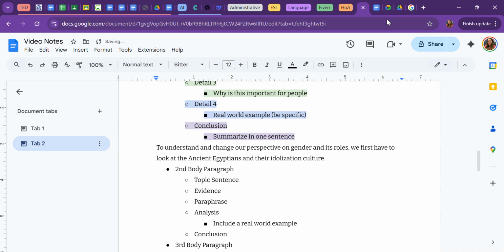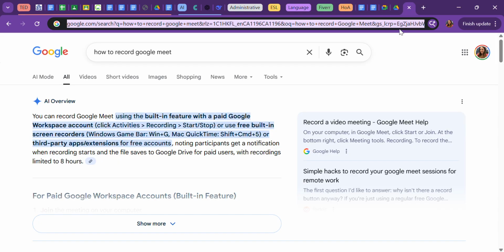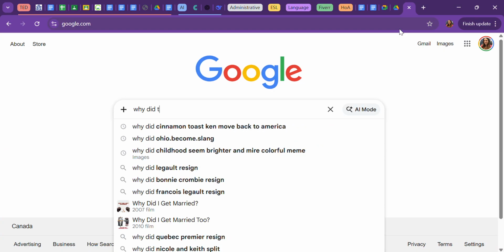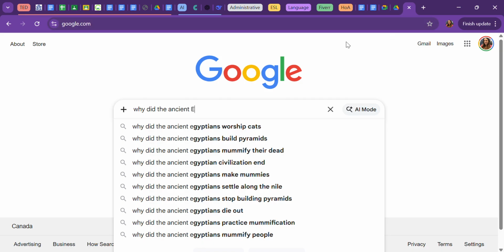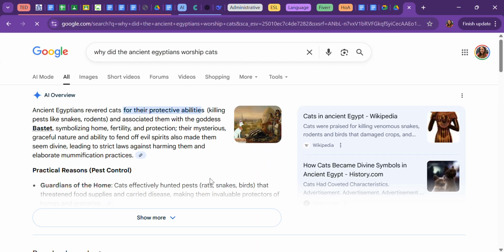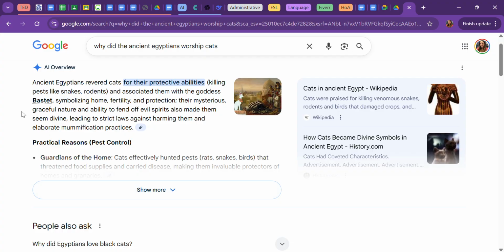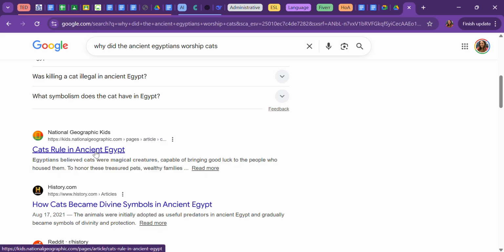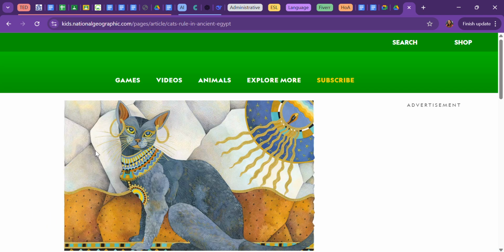All right, we're going to do some research really quickly. So now let's go to Google. Google is fine, but citing Google is not. So we're going to go to Google. And I want to know, why did the ancient Egyptians worship cats? Are we going to use the AI overview? No, because it's AI. Cats rule in ancient Egypt. That seems to answer my question. I'm going to click on it.